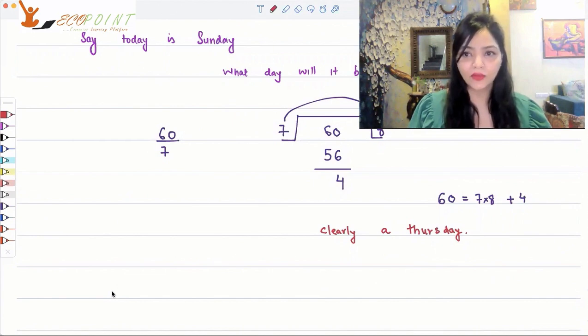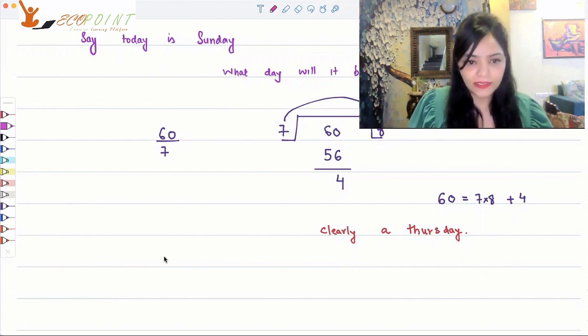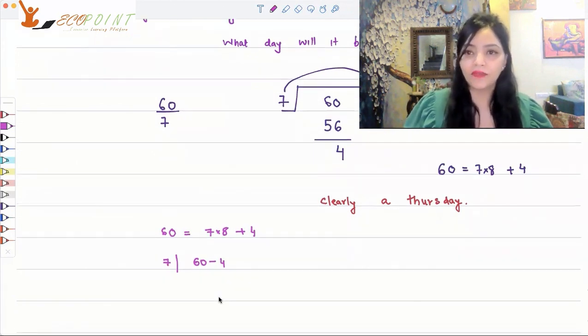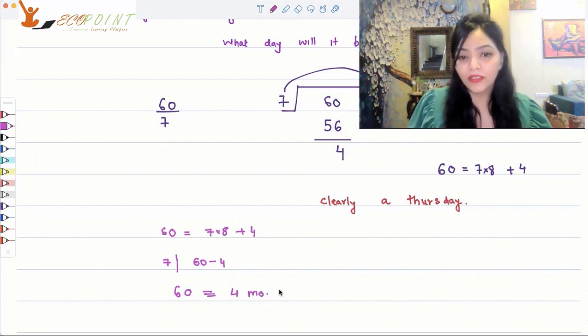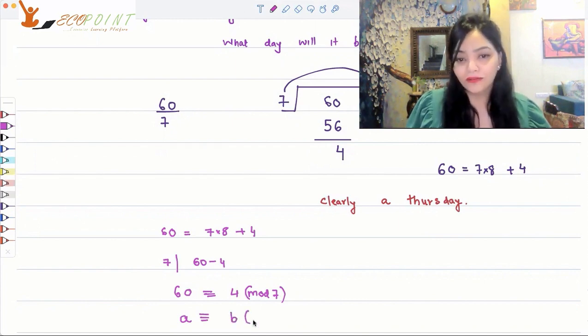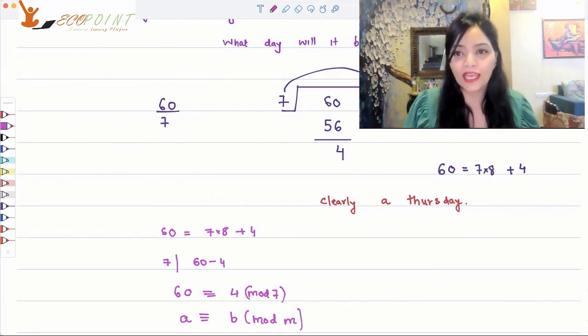Let's now connect this to the definitions that we've done. The connection is that 60 is equal to 7 multiplied by 8 plus 4. Or in other words, 7 divides 60 minus 4? Absolutely right, because 7 divides 56, which means I can say that 60 is congruent to 4 mod 7. Or in other words, a is 60, b is 4, and mod m is 7. That is what we have done today.